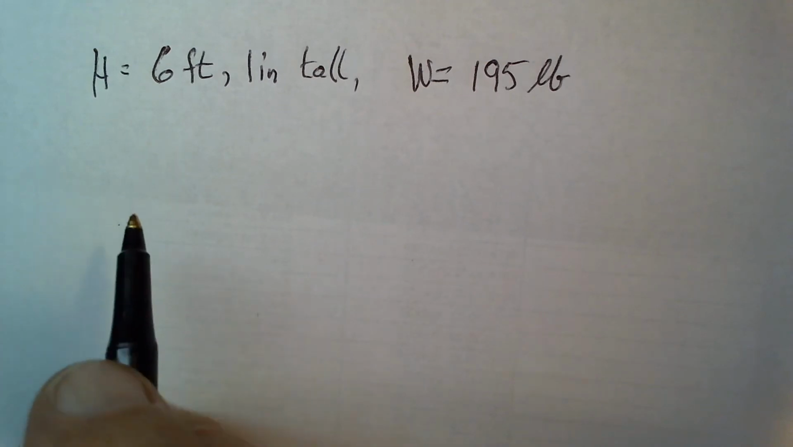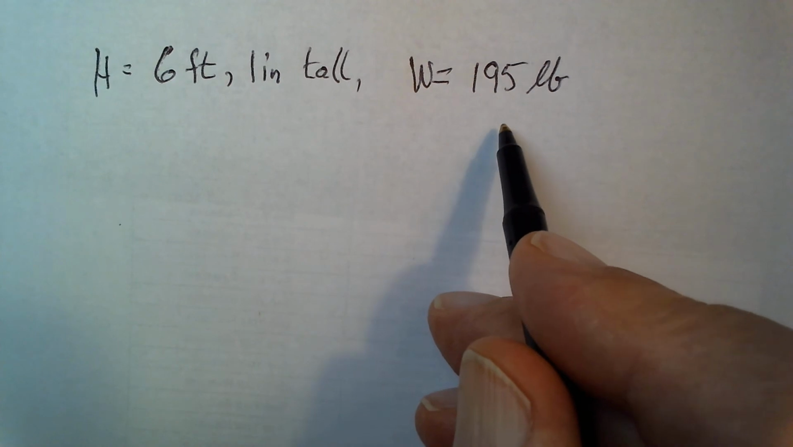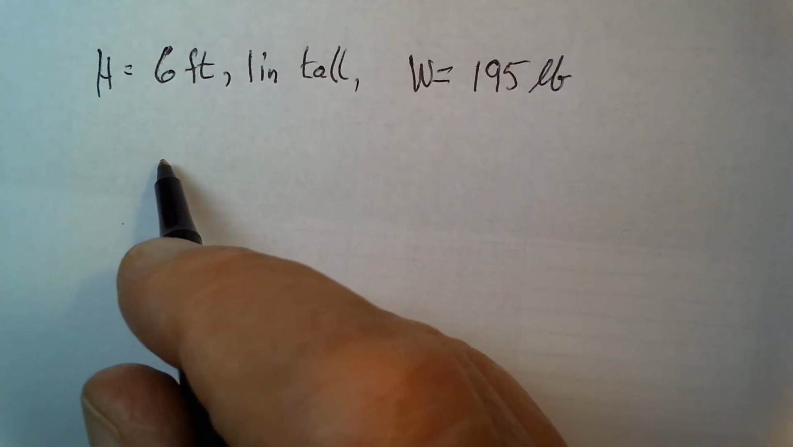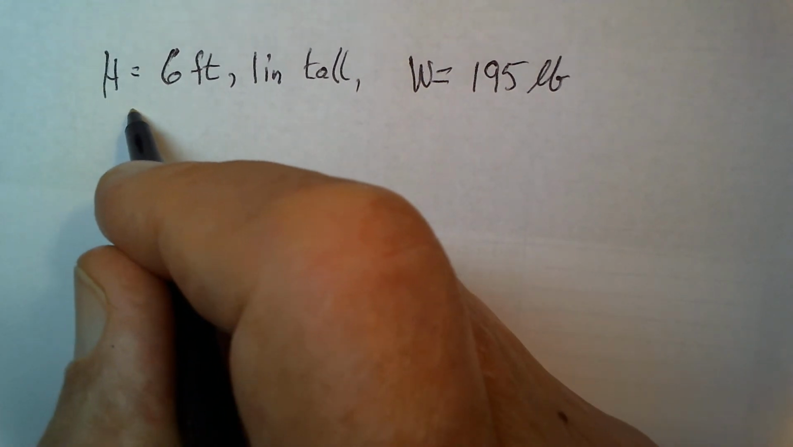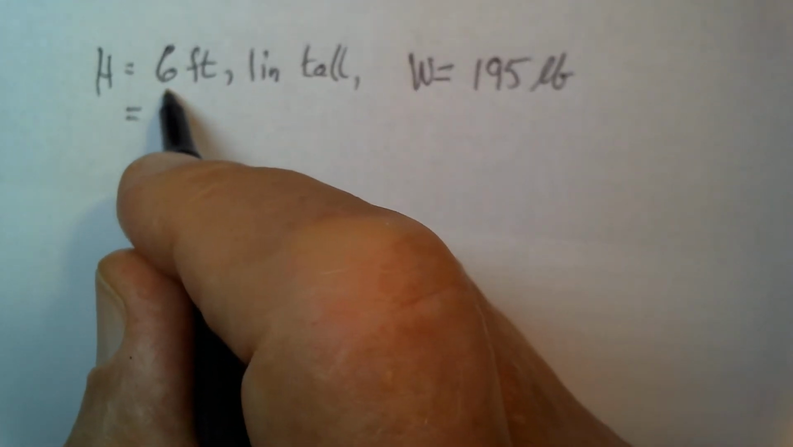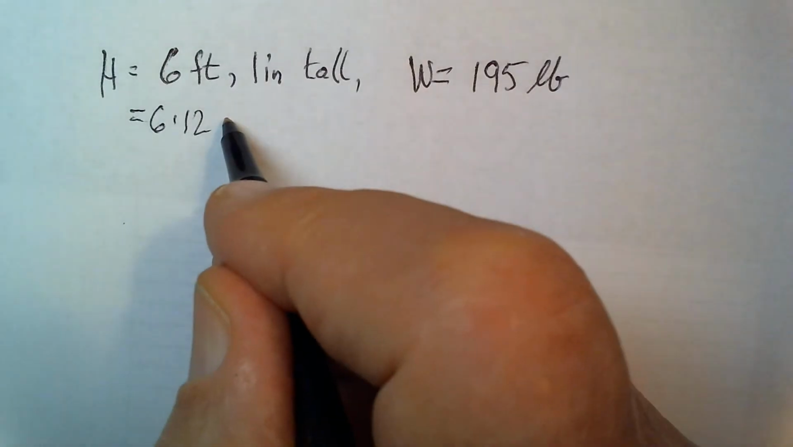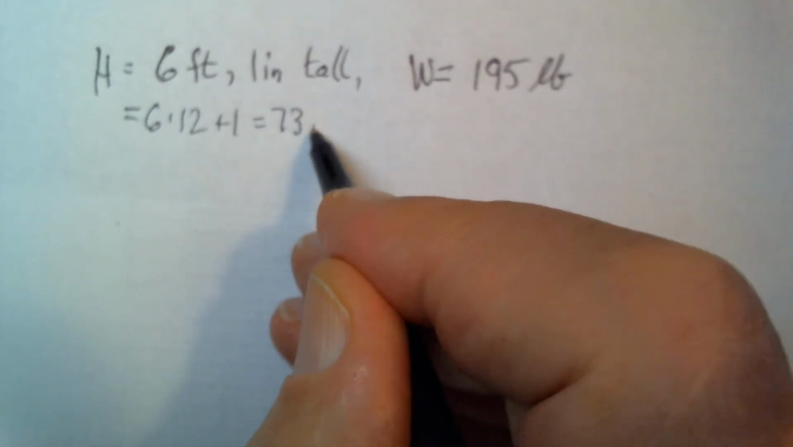So here's an example. Suppose we know someone is 6 feet and 1 inch tall and weighs 195 pounds. The question is, what is that person's body mass index? Well, remember, we need to convert the height to inches. So 6 feet is 6 times 12 plus 1 inch would be 73 inches.